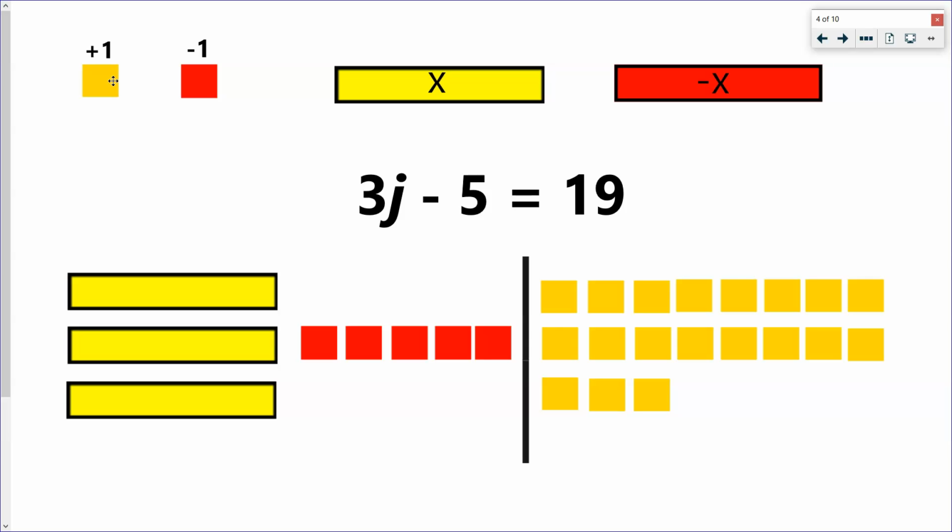So now what do we do with this? What we have to do is get our variables into positive mode. So in order to do that, I'm going to make some 0 pairs. These negative tiles here, negative 1. So I need 5. Okay, and what I do to one side of the equal sign, I must do to the other. So I got to drag 5 over here as well.